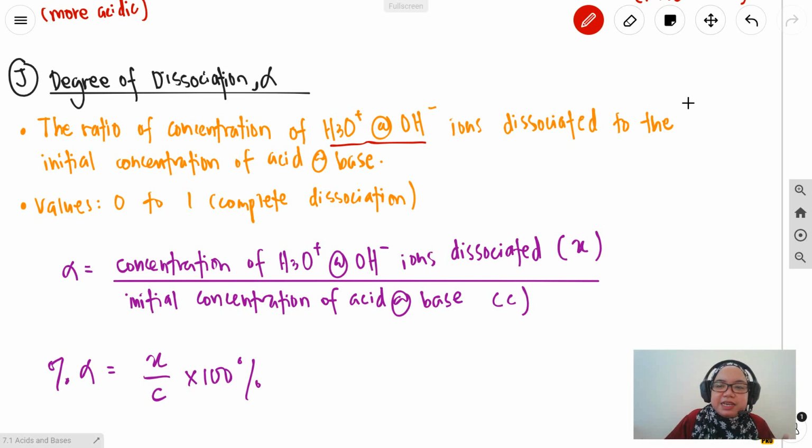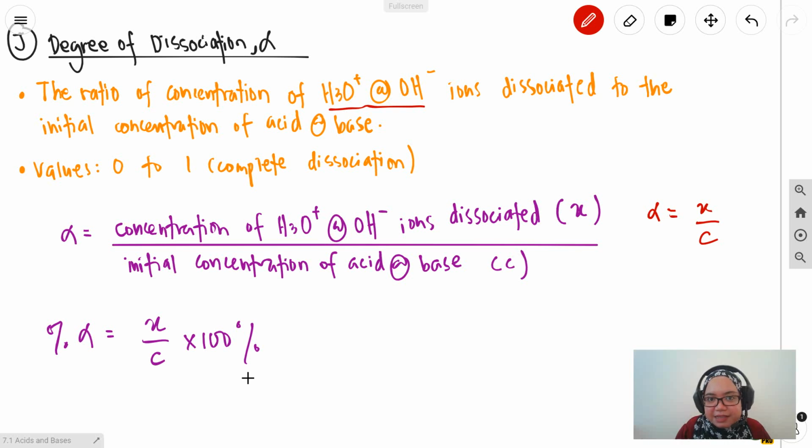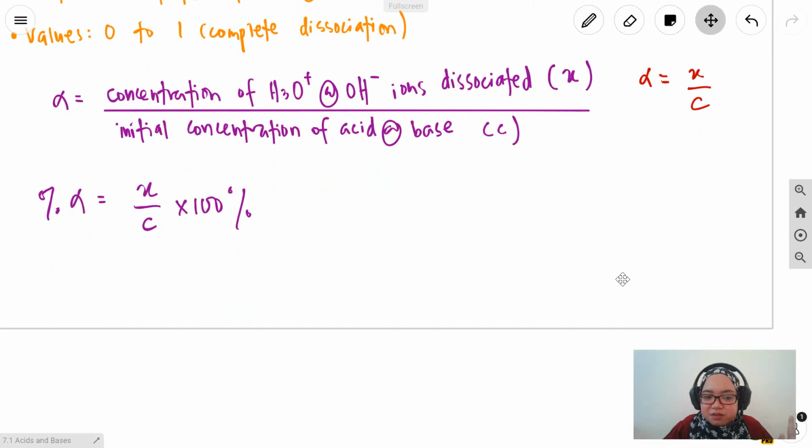Okay, so here we have degree of dissociation equals the concentration of hydronium ion or H plus ion or OH minus ions dissociated, we call it x, divided by the initial concentration of acid or base, we call it C. So, alpha is actually equal to x over C. If we want to convert it to percentage, the percentage of dissociation is equal to x over C times 100%. Okay? So, that is for degree of dissociation. It's very simple.